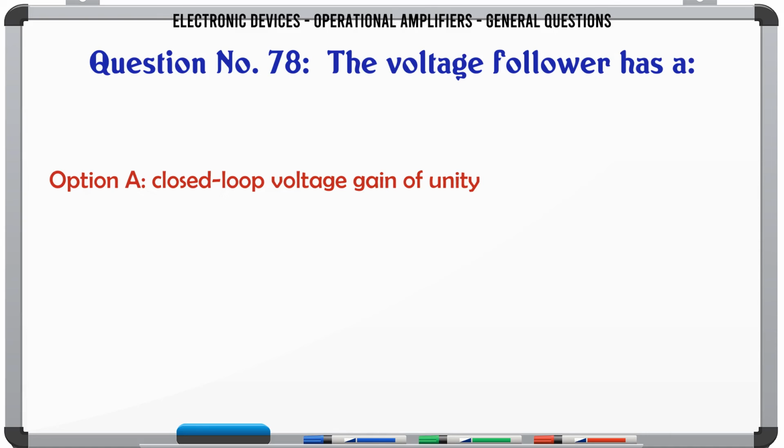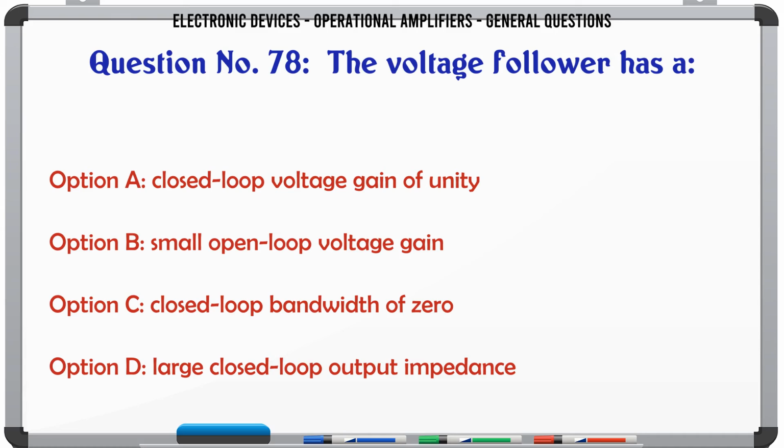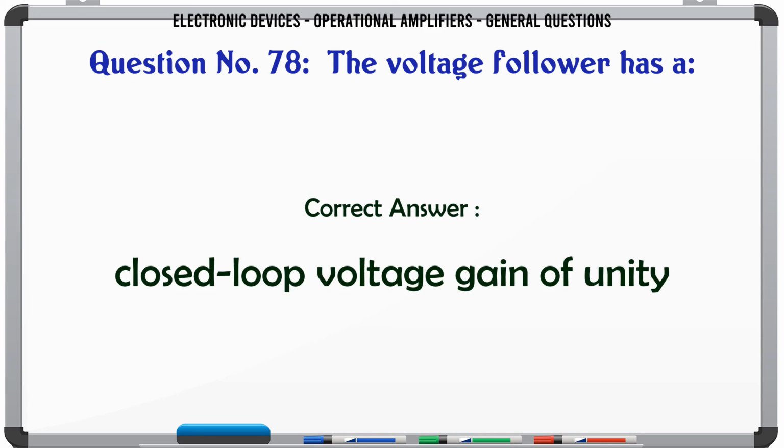The voltage follower has A. Closed loop voltage gain of unity, B. Small open loop voltage gain, C. Closed loop bandwidth of 0, D. Large closed loop output impedance. The correct answer is closed loop voltage gain of unity.